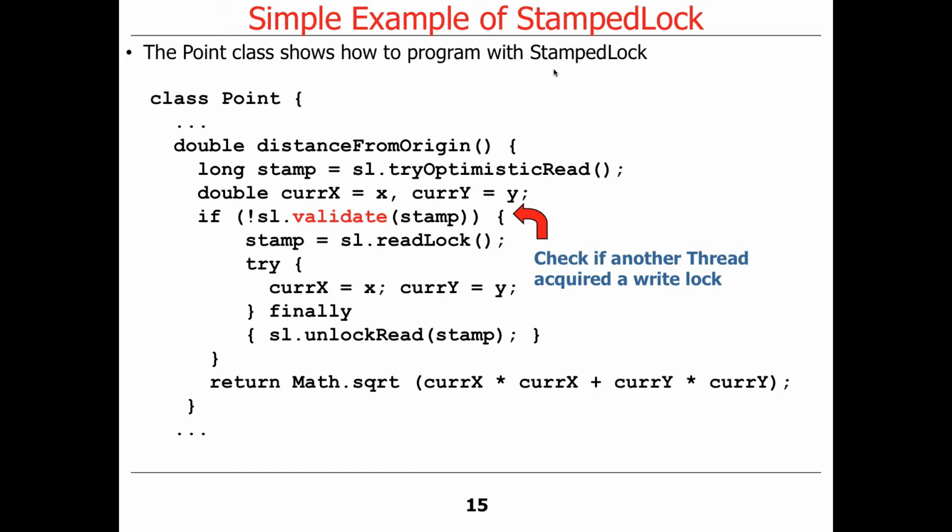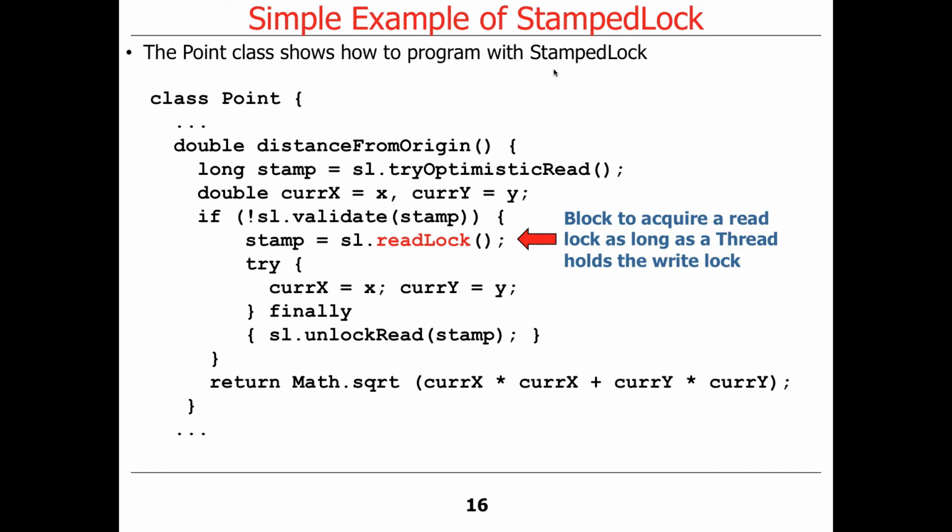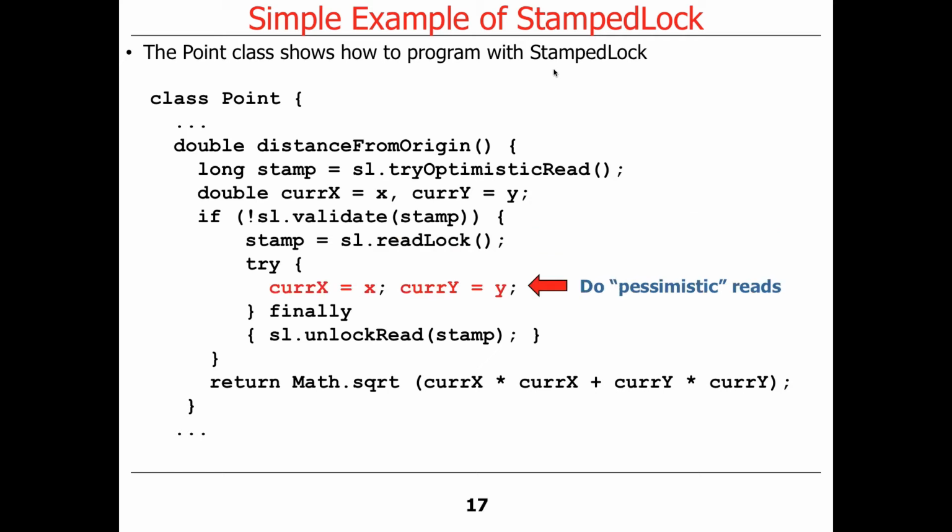If we get back a 0 value for validate, that means that it changed to writing, and therefore we have to do something more expensive in order to get the correct values for x and y. So in that case we call readlock, which is going to acquire a read lock, and that call could block if somebody else is currently holding that lock for writing. So this might be a blocking call. Probably won't be blocked for long, of course. And once that returns, now we have a legitimate read lock, which means nobody else can be in here writing. And then we go ahead and do the pessimistic read.